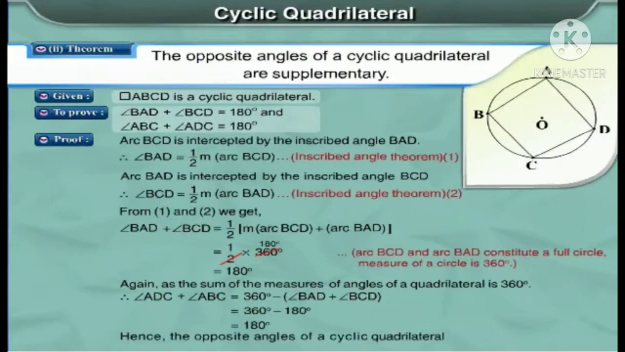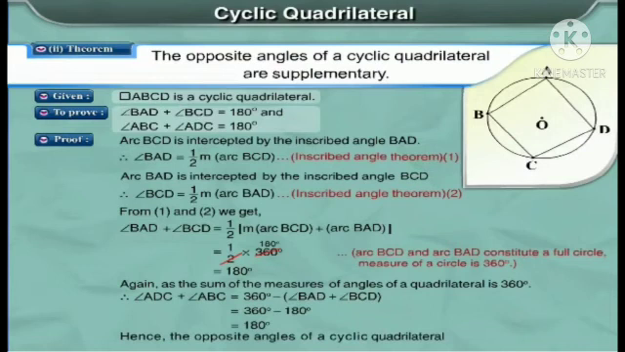Let's see the proof of the theorem. Here arc BCD is intercepted by the inscribed angle BAD. Therefore, by inscribed angle theorem we can say that angle BAD is half of measure of arc BCD. Now since arc BAD is intercepted by the inscribed angle BCD, therefore again by inscribed angle theorem angle BCD is half of measure of arc BAD.